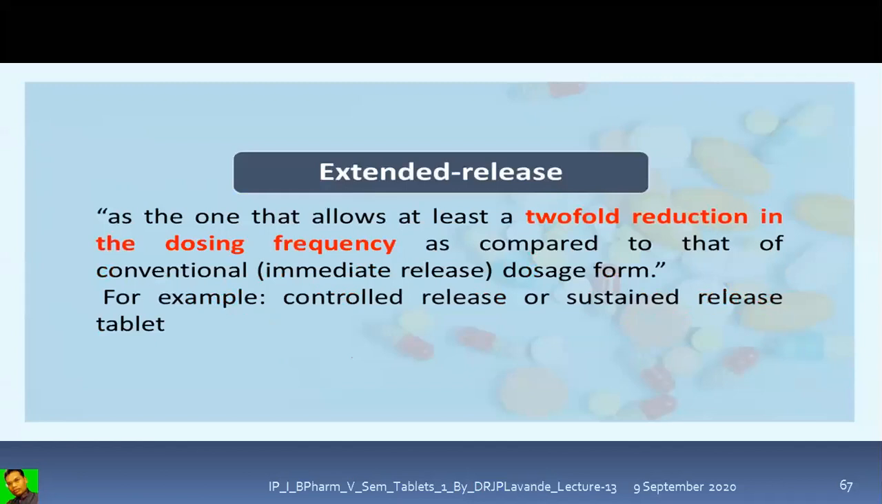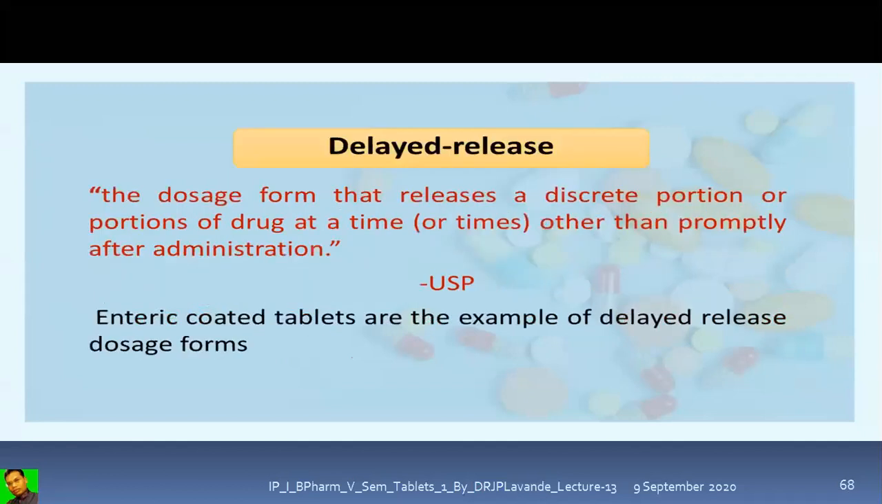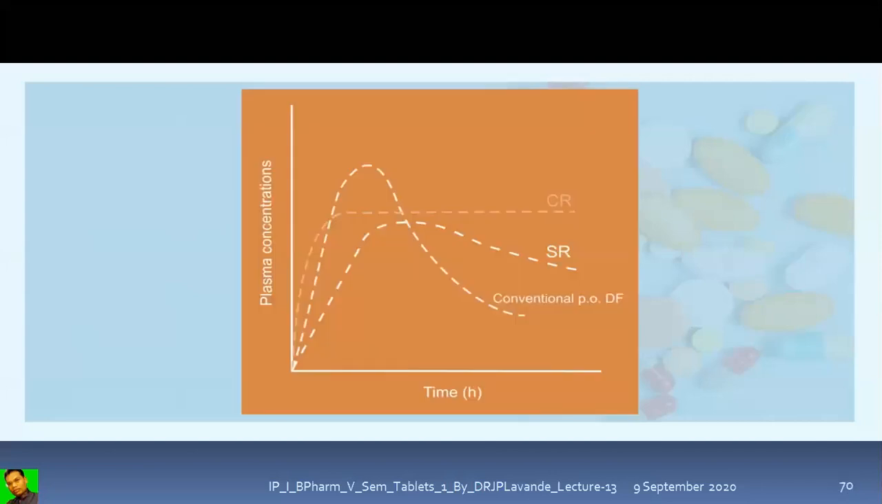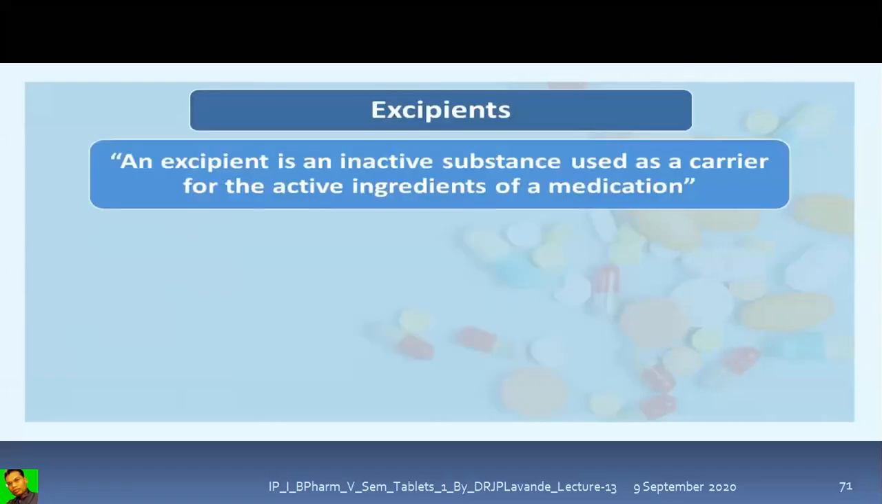What is the meaning of extended release? If we go on reducing the dosing frequency by twofold, such a kind of formulation is said to be the extended release. And this is the delayed release type of formulation. You can see the conventional, the delayed release, immediate release, and the extended release. So this graph will show the pattern for the conventional release, sustained release, and the controlled release.